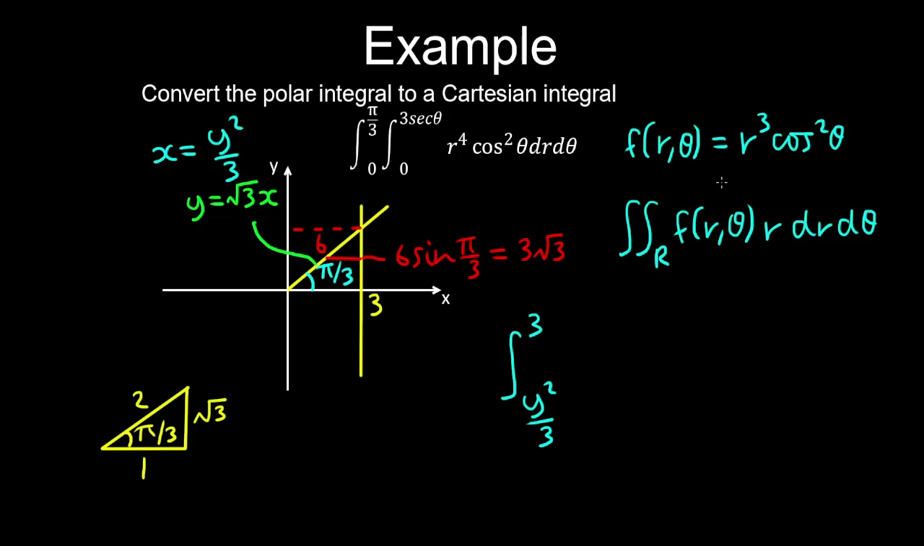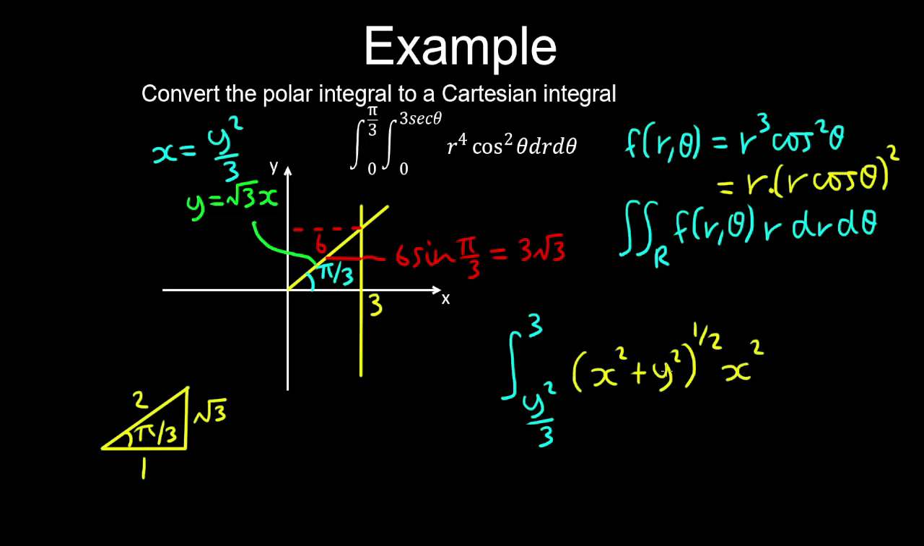And we can write our function as r by r cosine theta squared. So recall that r is equal to the square root of x squared plus y squared. And r cosine theta is equal to x. So we have x squared. And we're first integrating over x. And then we integrate over y, from y is equal to 0 to y is equal to 3 root 3.